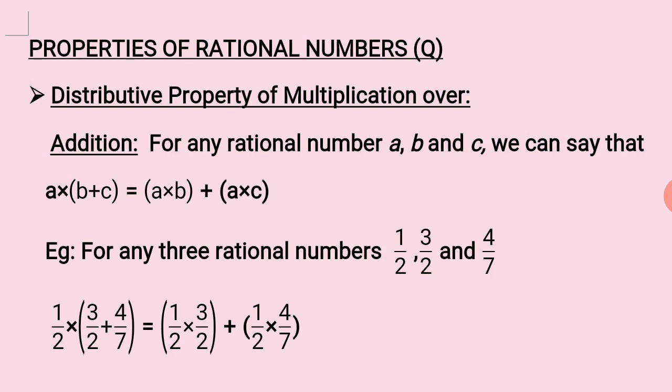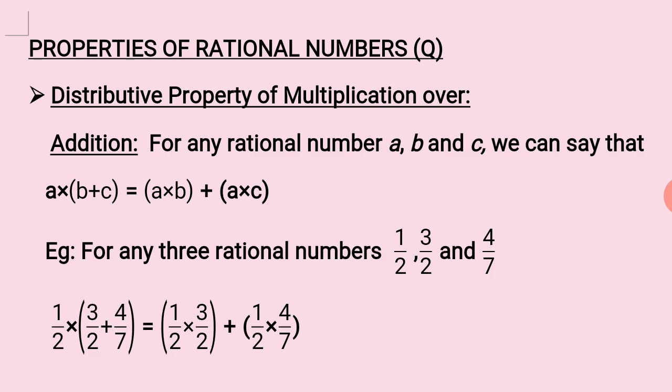We are moving to the next property, that is distributive property of multiplication over addition. We are going to study about the distributive property of multiplication over subtraction also. So let's begin with the first one, that is distributive property of multiplication over addition. Now, for any rational numbers a, b and c, we can say that a multiplied by (b + c) is equal to a multiplied by b plus a multiplied by c. So this is known as distributive property.